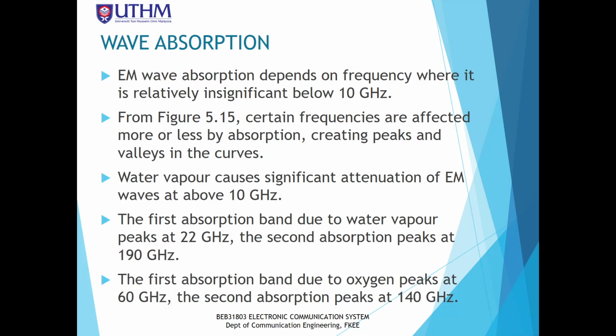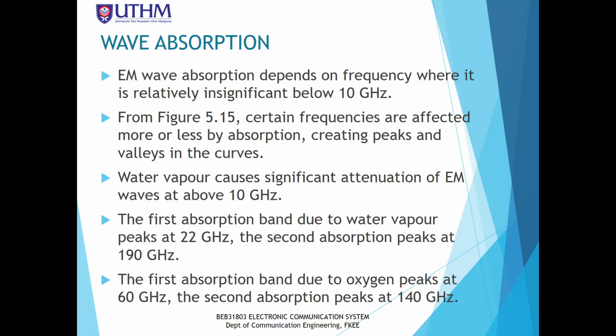Okay, ini yang saya pernah kaitkan sebelum ini, contohnya seperti Astro Television, yang mana kita menggunakan satellite frequency transmission, yang mana frequency band dia adalah C band dan juga KU band, dan menggunakan frekuensi lebih besar daripada 10 GHz. Itu sebabnya kalau kamu lihat, Astro tidak ada siaran pada ketika hujan lebat. This is mainly due to the attenuation because of the wave absorption.